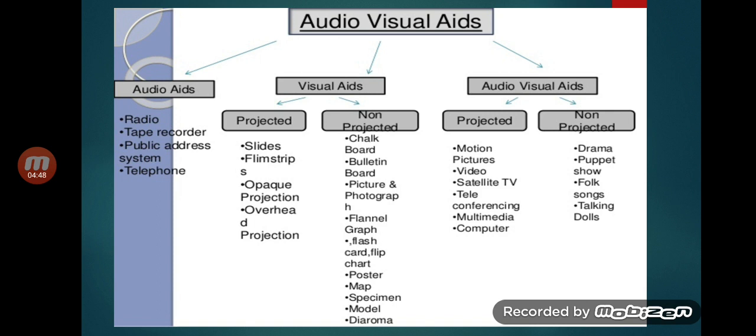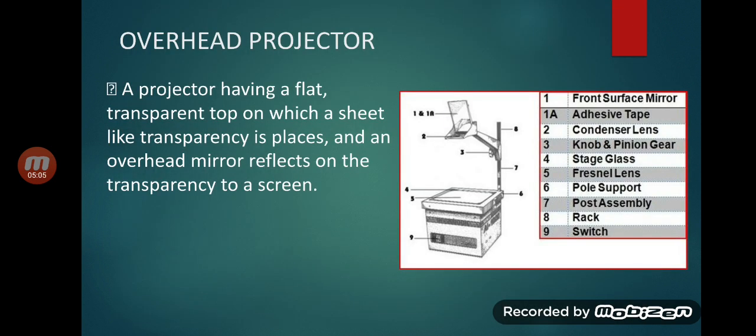But in education we hardly use all these audiovisual aids. Only a few of them are used. So let us see those audiovisual aids which we use commonly in education. The first one is the overhead projector. An overhead projector has a flat transparent top on which a sheet-like transparency is placed, and an overhead mirror reflects the transparency onto a screen. You might have heard about this overhead projector, also known as OHP.